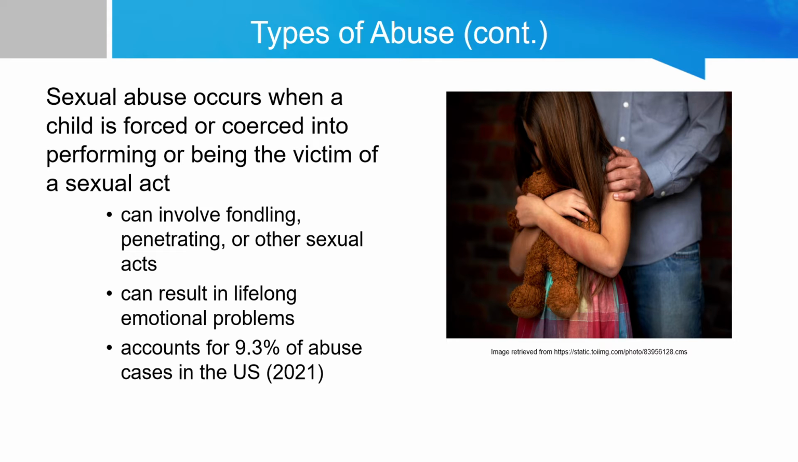Sexual abuse occurs when a child is forced or coerced into performing or being the victim of a sexual act. Although there are many things that can constitute sexual abuse, these are some examples: fondling, penetrating, or other sexual acts. Like emotional abuse, this can result in lifelong emotional problems and problems adjusting. Sexual abuse accounts for 9.3% of abuse cases in the United States, according to the CDC.